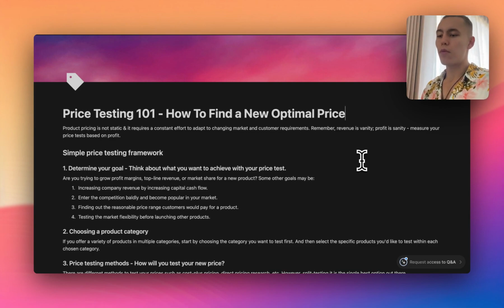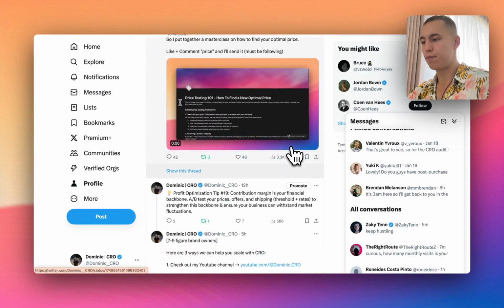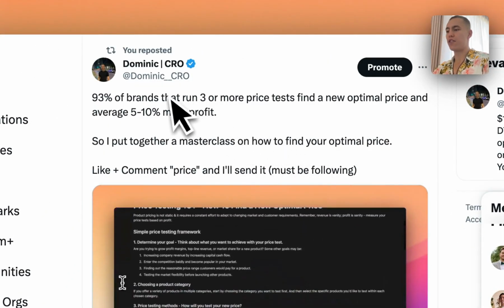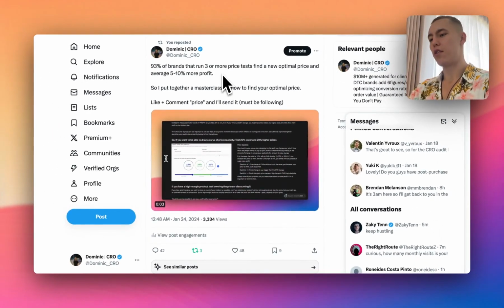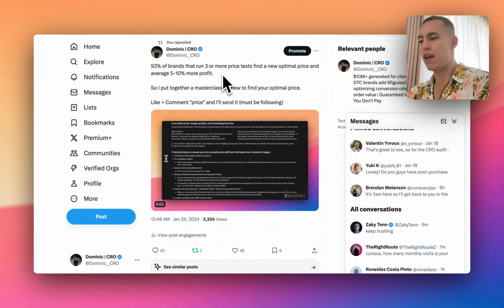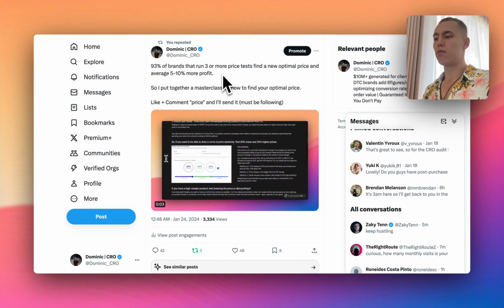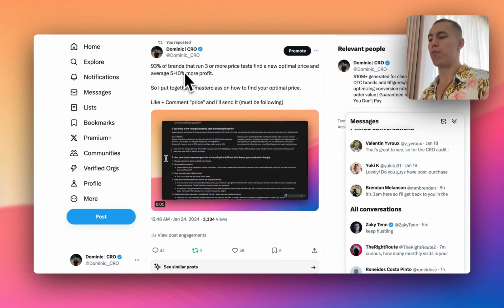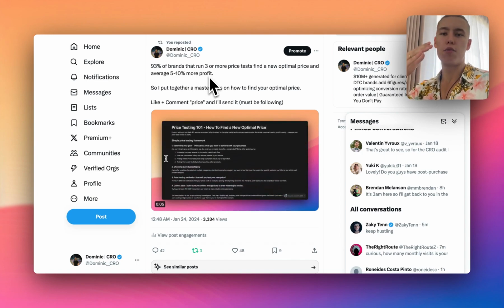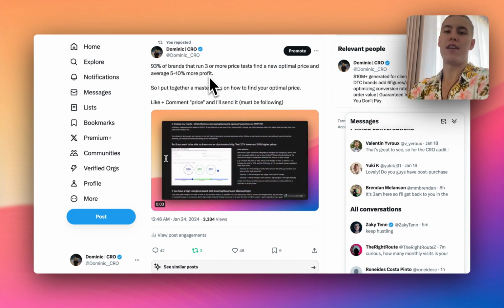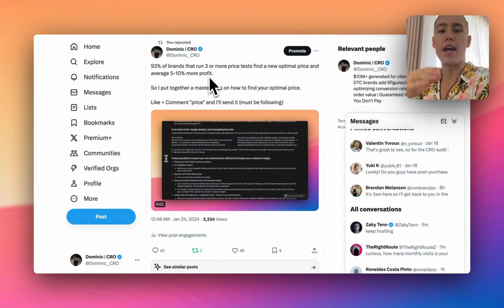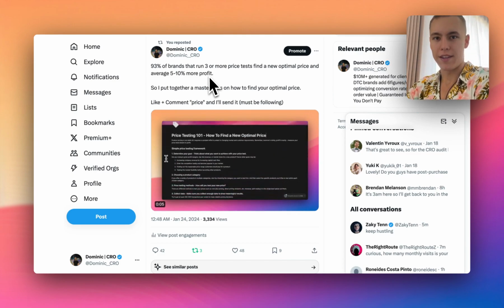So what we see is, as I said in this post right here, 93% of brands that run 3 or more price tests find a new optimal price in the first couple tests and average 5 to 10% more profit. And imagine you have a 10% contribution margin and you increase your price by 10%.